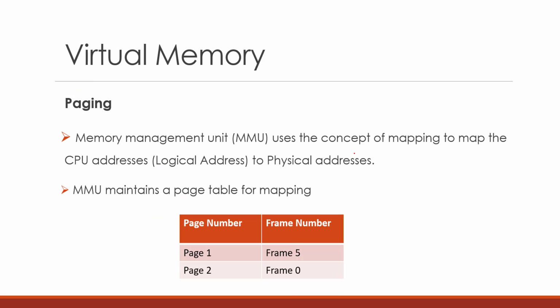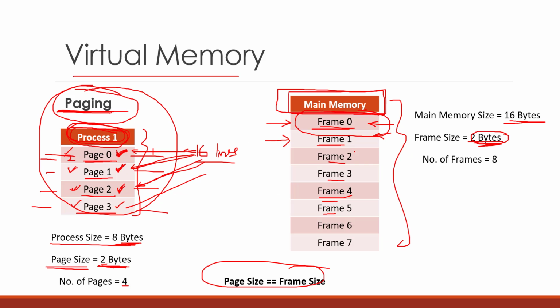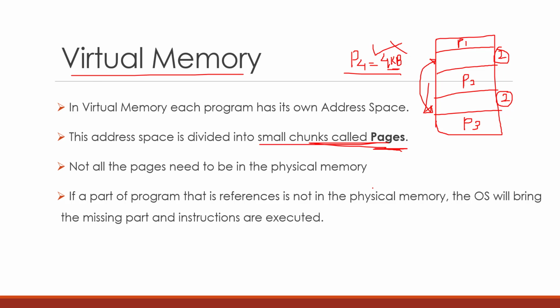Now let's see how this solves a problem. How does this solve a problem? Okay, let me draw it over here. Based on this example, we know that if we are using a contiguous memory location, we cannot accommodate this process into this memory space.